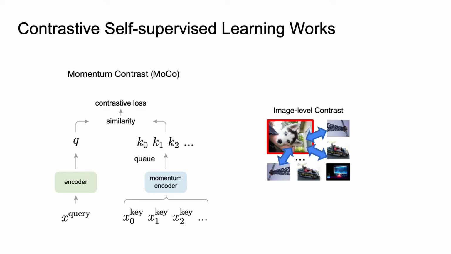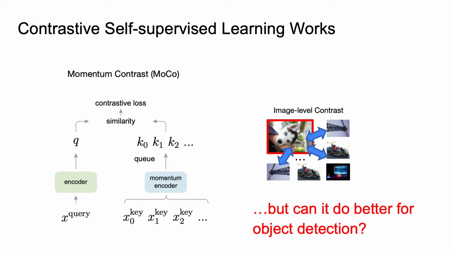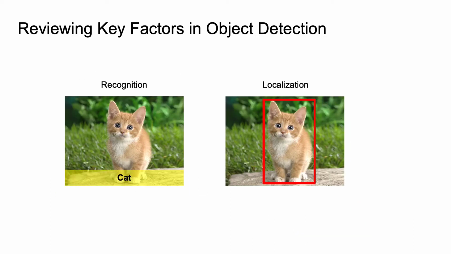Contrastive self-supervised learning has progressed a lot, showing convincing improvements over the supervised setting. MoCo, as one of the most representative works, performs image-level contrast and improves object detection results. But can it do better for detection?